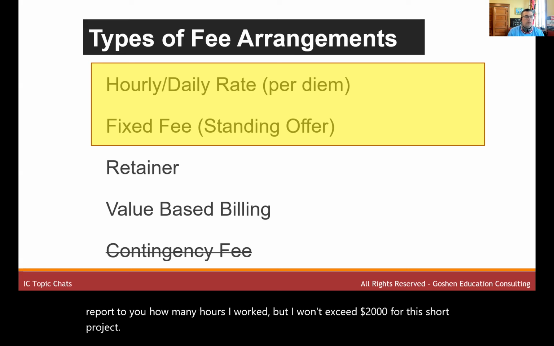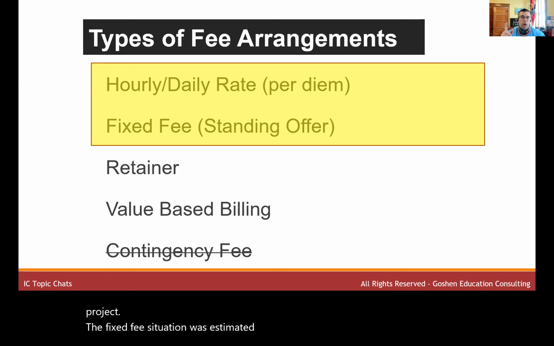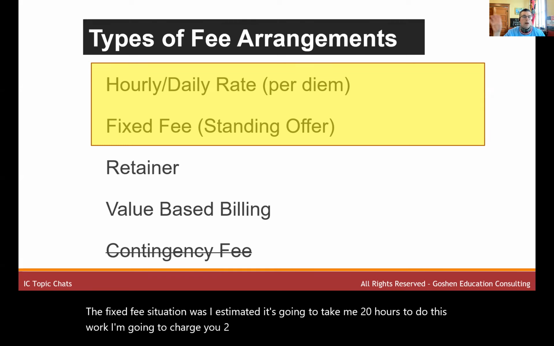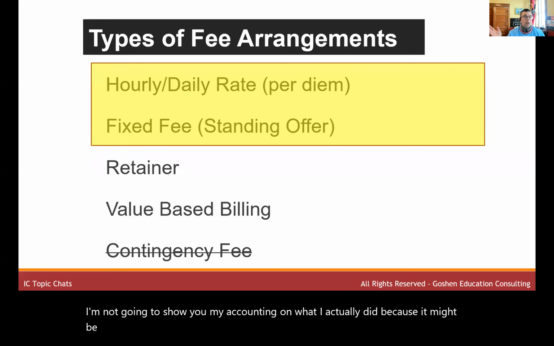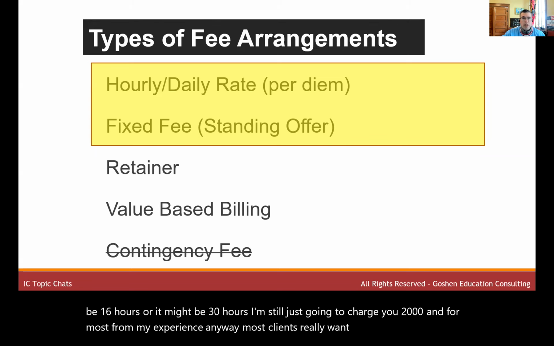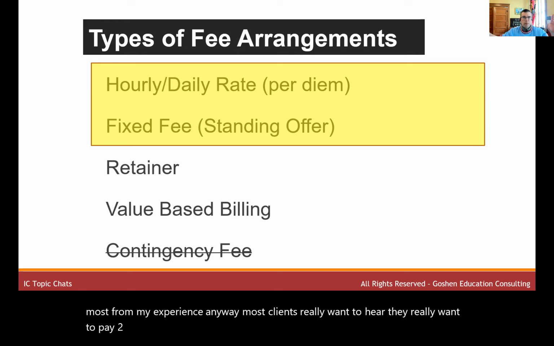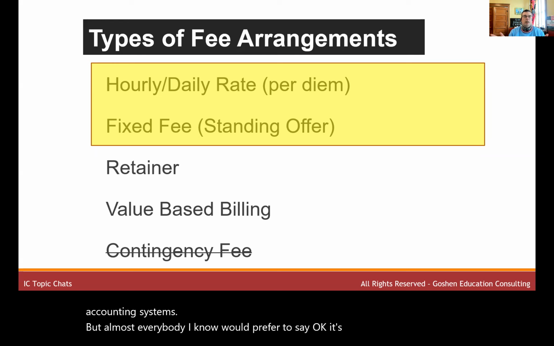The fixed fee situation was, I estimated it's going to take me 20 hours to do this work. I'm going to charge you $2,000. I'm not going to show you my accounting on what I actually did, because it might be 16 hours or it might be 30 hours. I'm still just going to charge you $2,000. And from my experience anyway, most clients really want to pay $2,000 and not worry about following up with you on your hours. That's not the case for everybody, and some of it's because of their internal accounting systems. But almost everybody I know would prefer to say, okay, it's $2,000, fine.